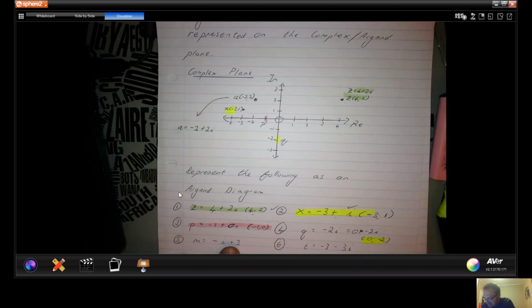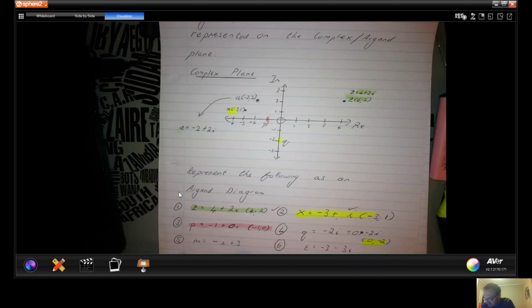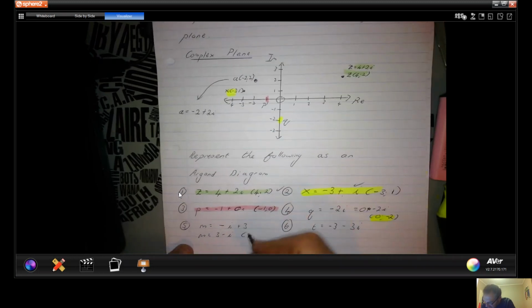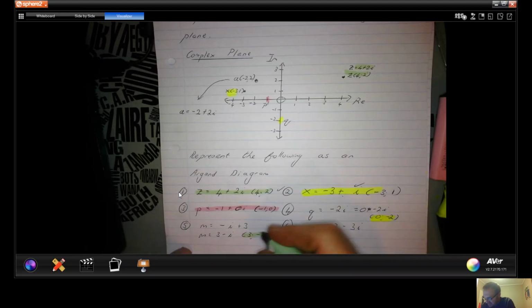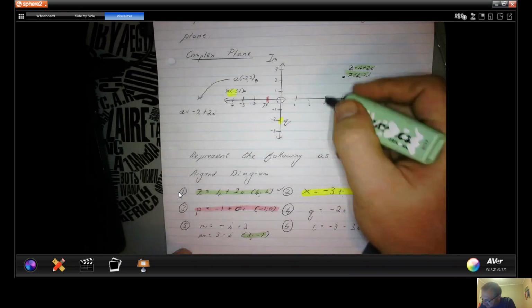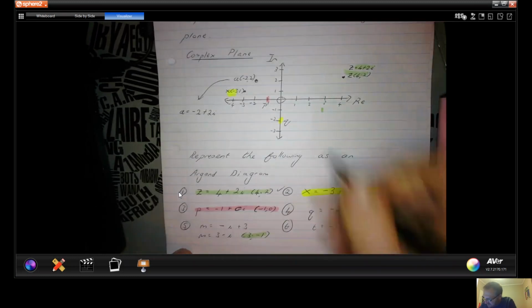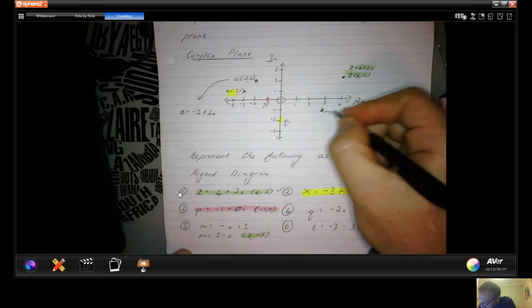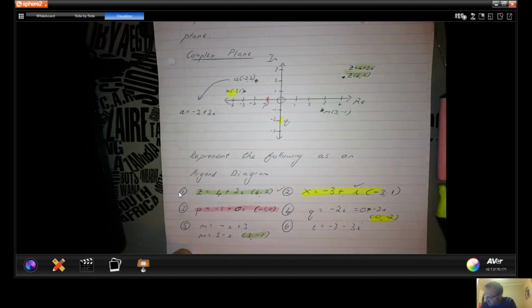And then m is equal to negative i plus 3. Be careful, I've written that deliberately the wrong way around. I could write that as 3 minus i. So the real part is 3, and the imaginary part is negative 1. So I've got 3, negative 1, and 3, negative 1 is 3 across, negative 1 down. It's over here. So this is the point m, 3, negative 1.